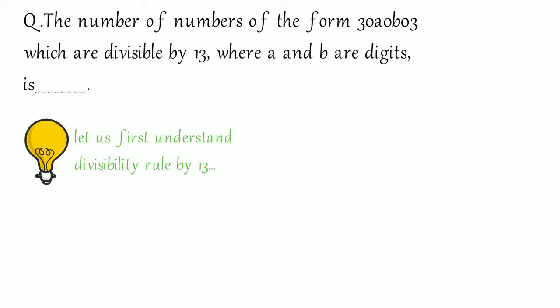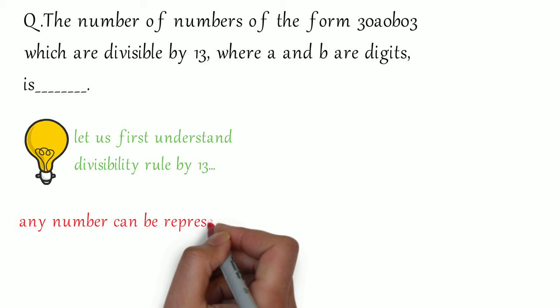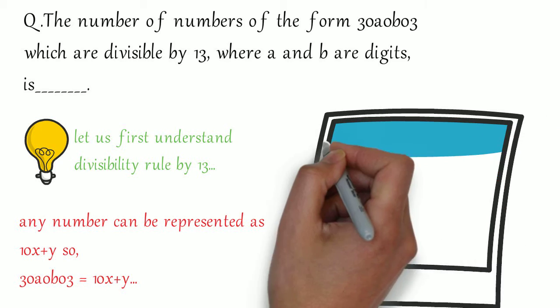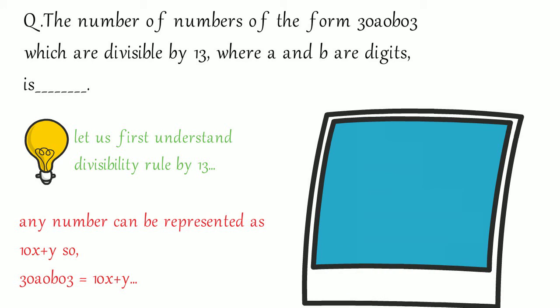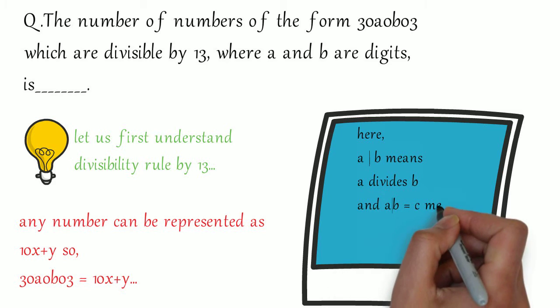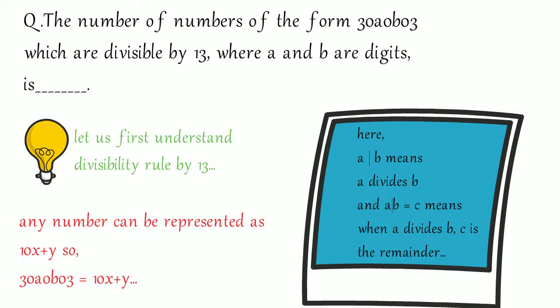But before doing it, let me explain a few conventions that we have used throughout this video. We are representing any number as 10x plus y. Even 30A0B03 is being represented as 10x plus y throughout the video. That is, we have written the units digit separately and the rest of the number separately. Moreover, A bar B means A divides B, and A bar B equals C means when B is divided by A, the remainder we get is C. Although this might not be the usual convention, we are using it throughout this video.